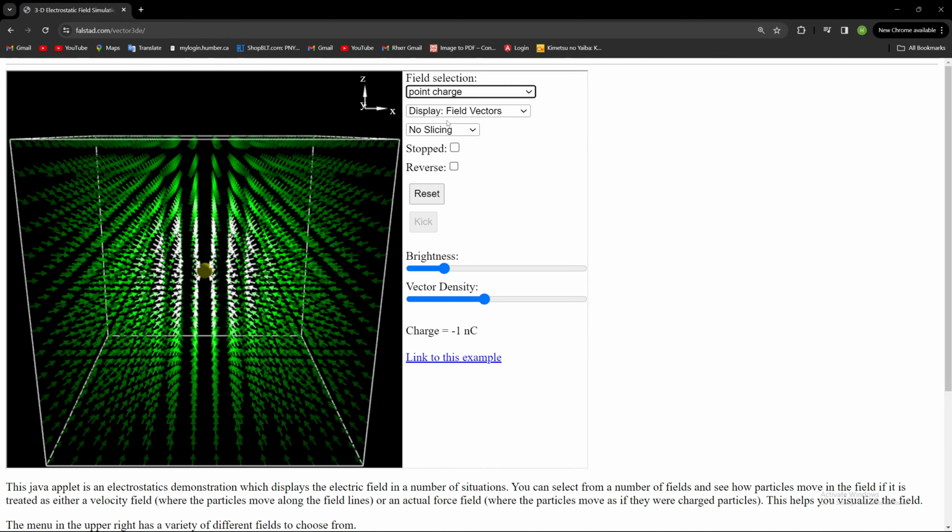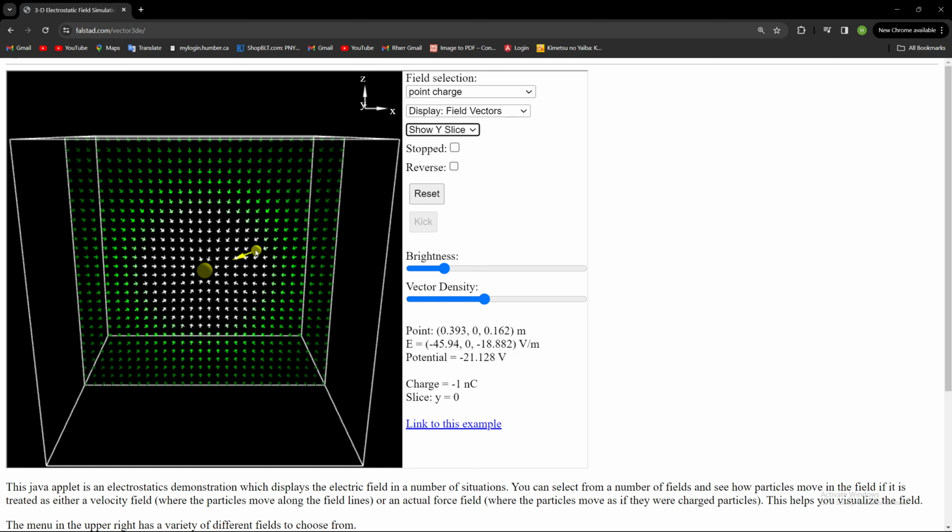But since this is a little bit hard to see, I'm going to slice it in the Y. And you see, this is what it looks like. Ignore my cursor. I don't know why it's like this.